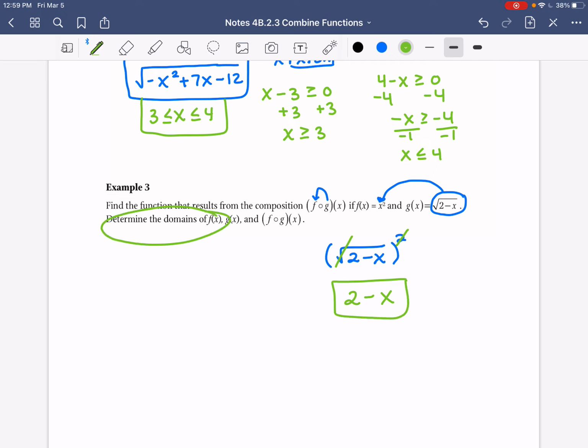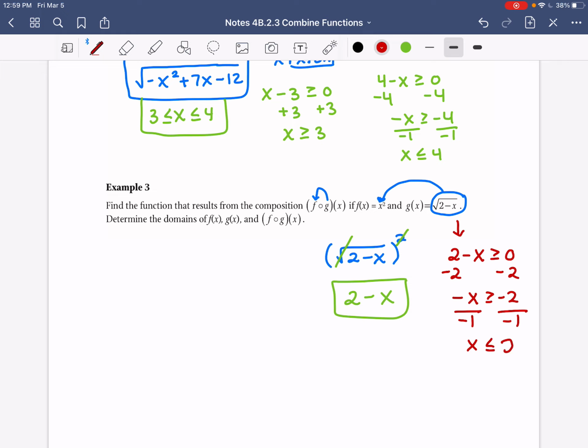We do have to describe our domains. So our domain here, you can plug in any number, positive, negative, whatever you want for x. But here, you can't have a negative under your radical. So we're just going to go ahead and say that 2 minus x has to be greater than or equal to 0. And then I'm just going to solve for x. When I divide by negative 1, I have to switch the sign. So x is less than or equal to 2.